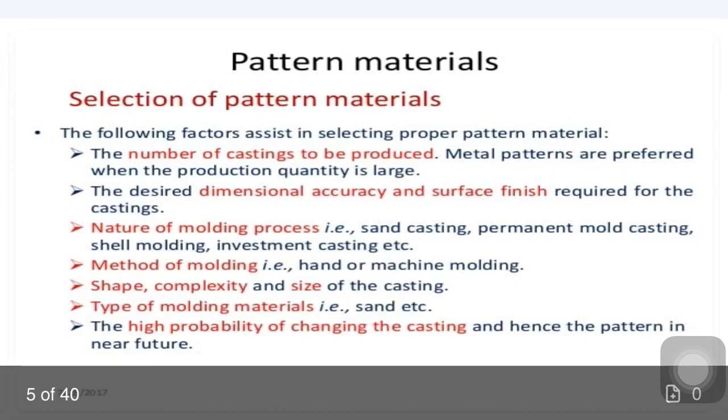This is very important for us at the time of the discussion of the patterns. We will also try to focus in more detail. In this lecture we discussed the basic introduction of the pattern making process, then the functions of the patterns, then the selection of the material for the patterns.